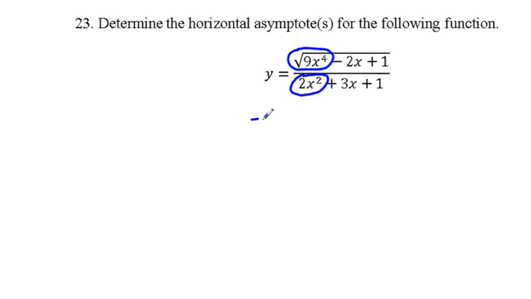What we're going to get is the square root of 9, which is 3, and the square root of x to the 4th, which is x squared. And in the denominator, we're going to have 2x squared. Now, I realize that I'm casting aside all these other numbers because relative to the highest powers, they do not matter. So this is a classical situation, so our horizontal asymptote is going to be y equals 3 over 2. So that's our answer to problem 23.